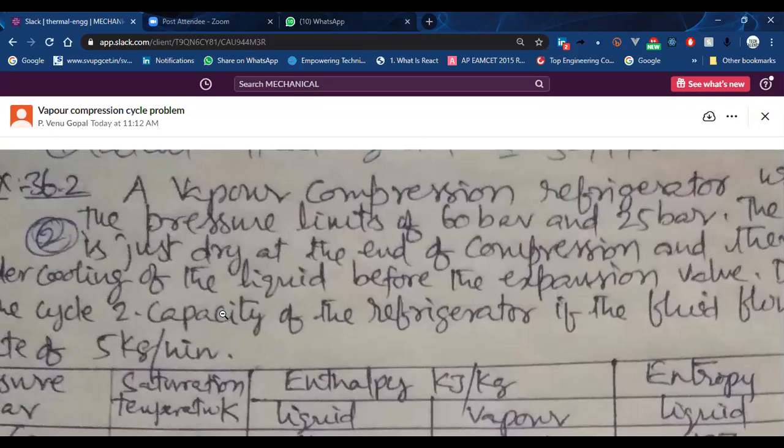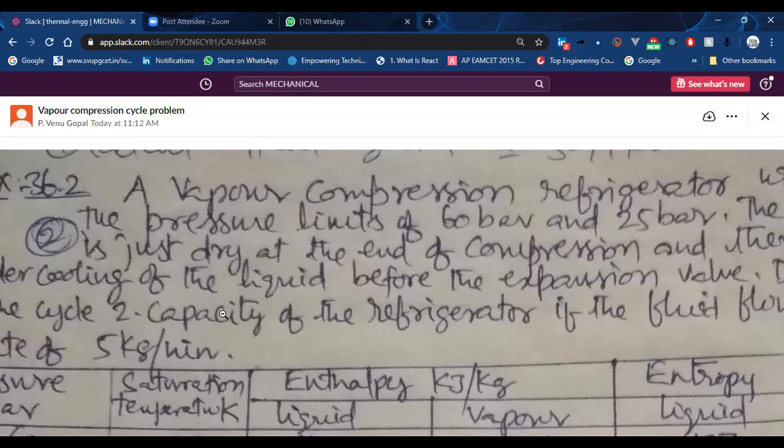See, in the previous problem, at the end of compression, what is the condition of the steam? He has given the condition of steam is dry saturated. That means point number 2 will be exactly on the dry saturated line, correct? But sometimes the condition of steam after compression will be superheated. Understand? So at point number 2, the steam will be superheated steam after compression.